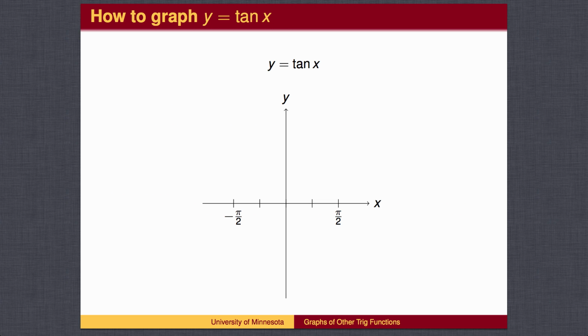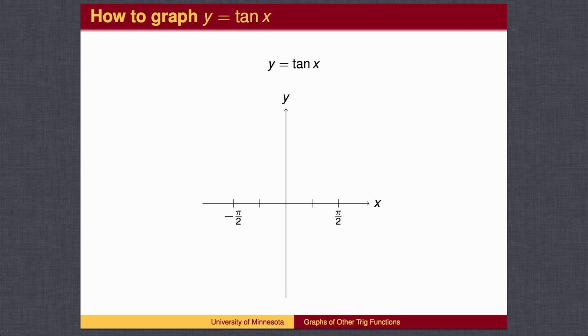We have seen how to graph y equals sine of x and y equals cosine of x. We will now graph the tangent, cotangent, secant, and cosecant functions. We will begin with y equals tangent of x. Recall that tangent is sine divided by cosine, and that the cosine of x is 0 at negative pi over 2 and pi over 2.